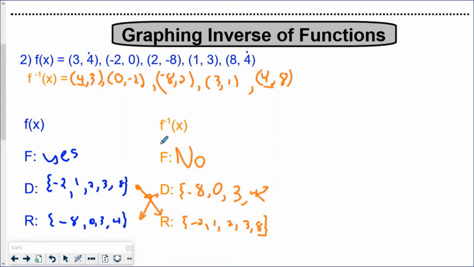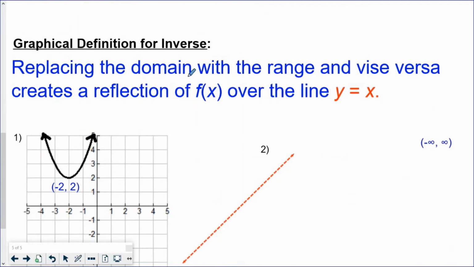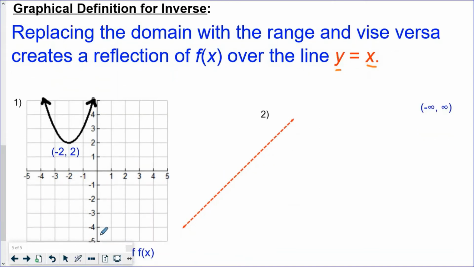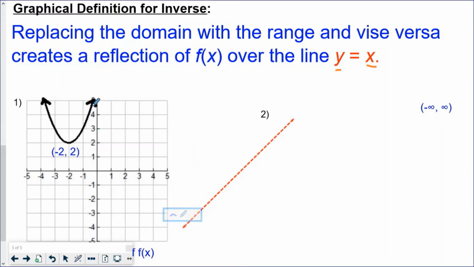So to look at that graphically, the graphical definition of an inverse is, again, replacing the domain with the range and vice versa. It's going to create a reflection over the line y equals x, because when I replace the domain with the range, it actually is saying that y equals x. So let's take a look at how that happens. It's also very straightforward and easy to understand. If I take a look at this parabola, we don't need to know how to graph it at this point. We just need to know that it's made up of points.